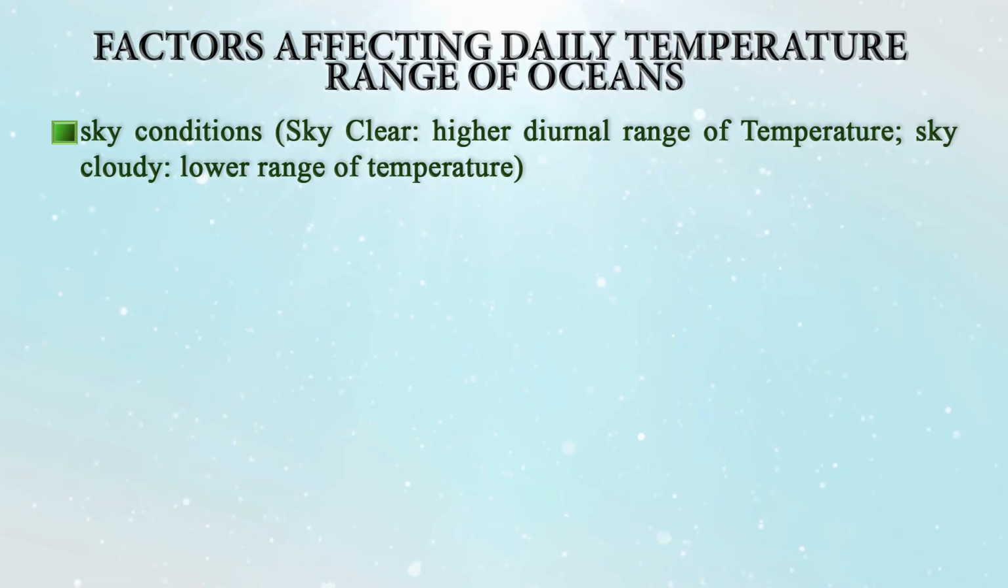Contrary to this, when the sky is cloudy or overcast with clouds, a lesser amount of solar radiation reaches the ocean surface, and the heating is less compared to the condition when the sky is clear, and so a lesser amount of heat is also lost. So outgoing terrestrial radiation is also less in the case of cloudy conditions. So the diurnal range of temperature during cloudy conditions is less.